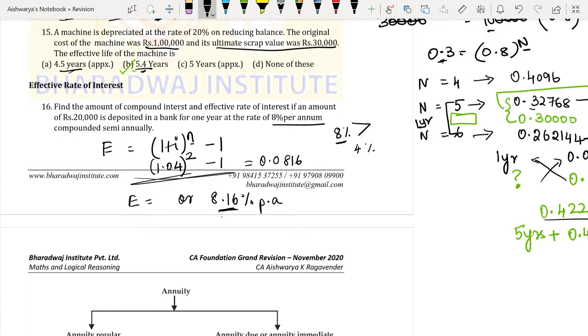Okay, so if that is the case, how do you calculate the compound interest? This is for 1 year alone you're calculating, right? So all you do is 20,000 into 8.16 percentage, you will get the compound interest. 1632. Are we clear?